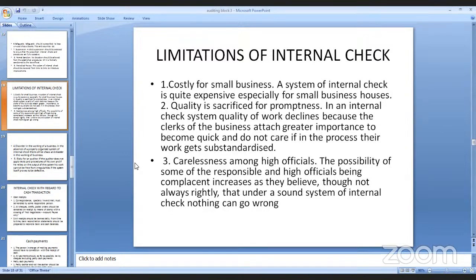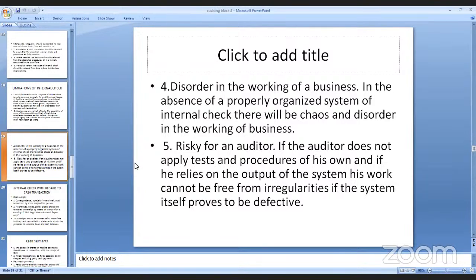Sometimes, if there is carelessness in the higher officials, it is a failure. Next, disorder in the working of a business. If there is an absence of properly managing the organized system, then there is no use. Risky for an auditor: generally, internal check is done by the employees of an organization, right? So in this case, if the auditor does not apply tests and procedures and believes the staff members' report blindly, then sometimes it will mislead the auditor.